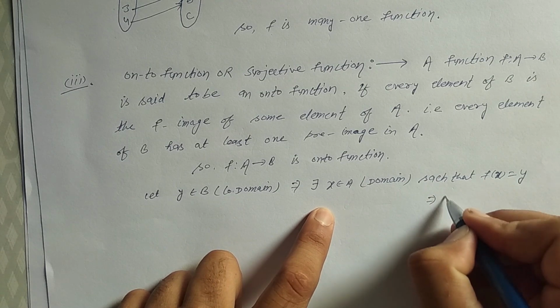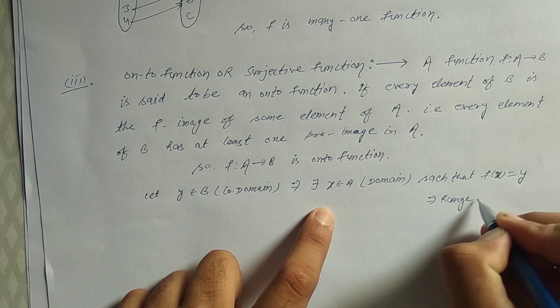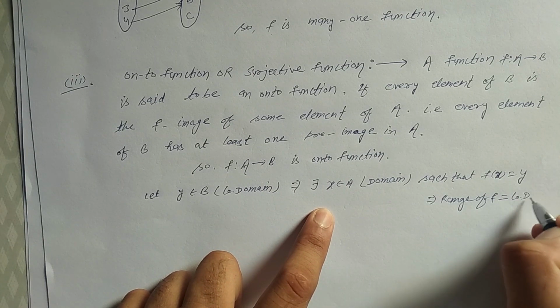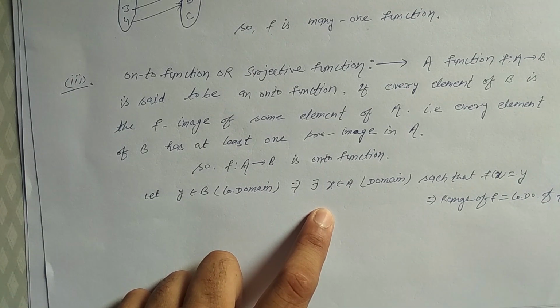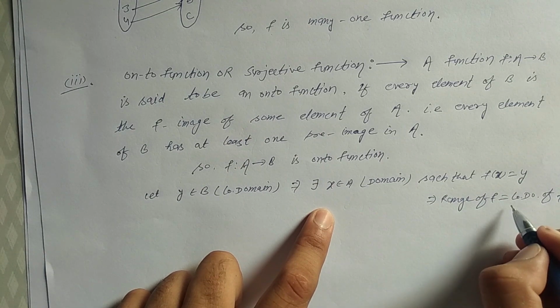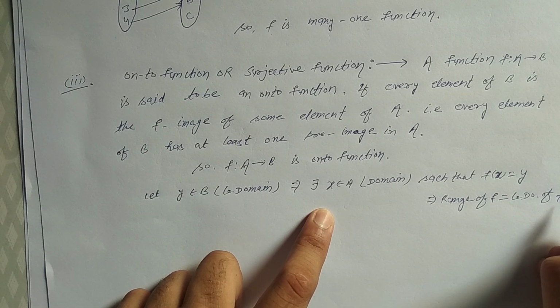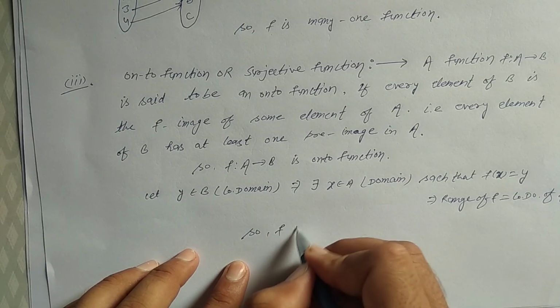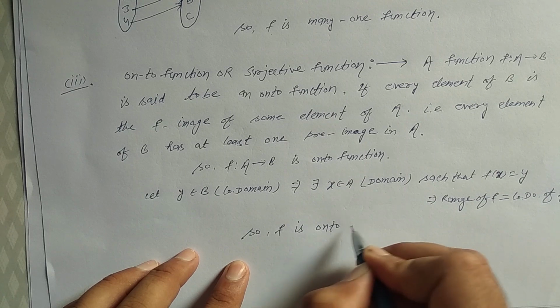It means the range of f is equal to the codomain of f. Range of f equals codomain of f. So f is an onto function.